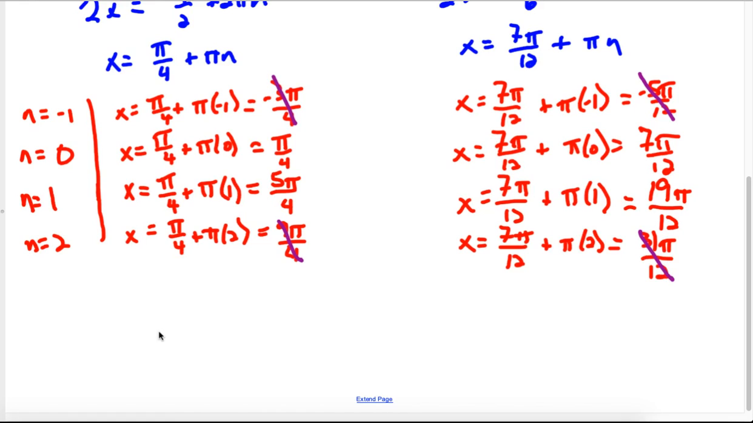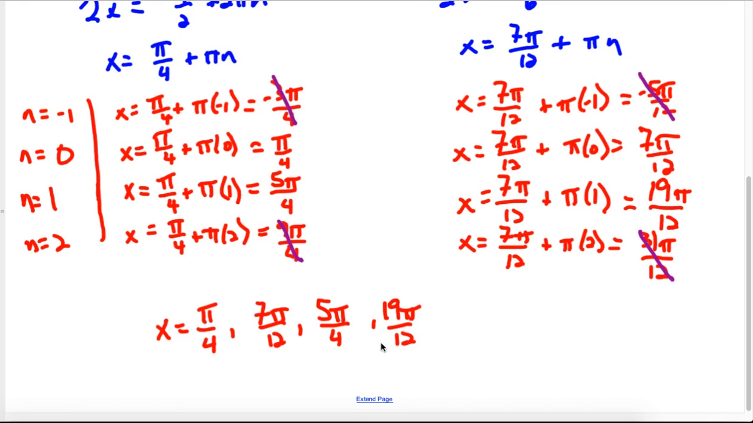So we get 4 solutions for this one: pi over 4, 7 pi over 12, 5 pi over 4, and 19 pi over 12.